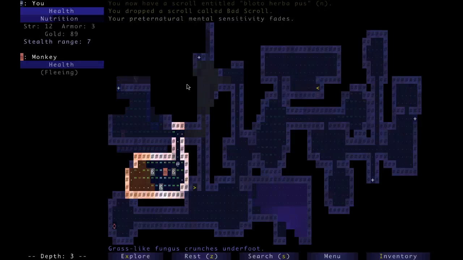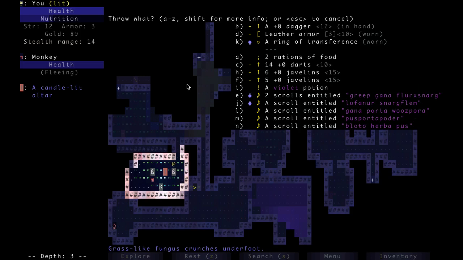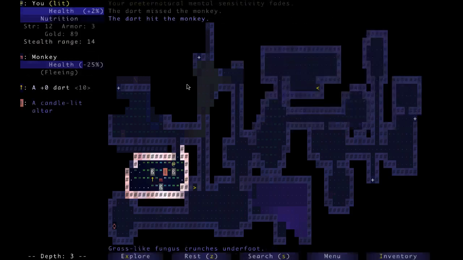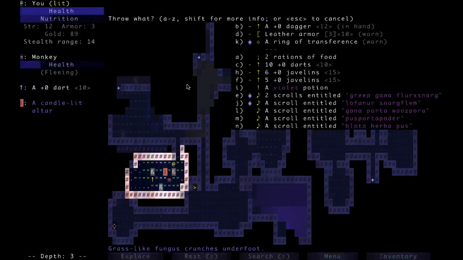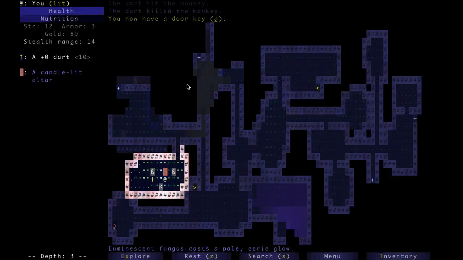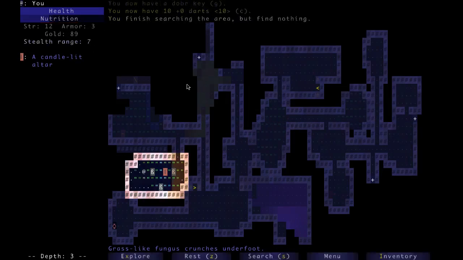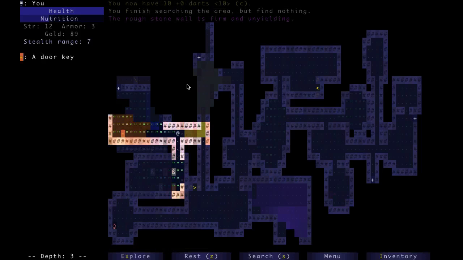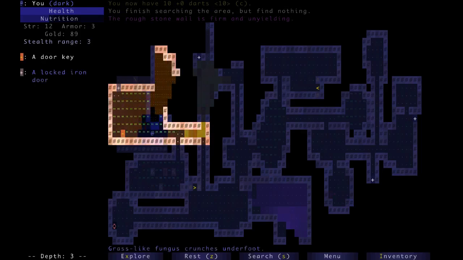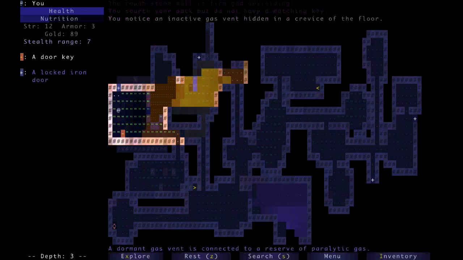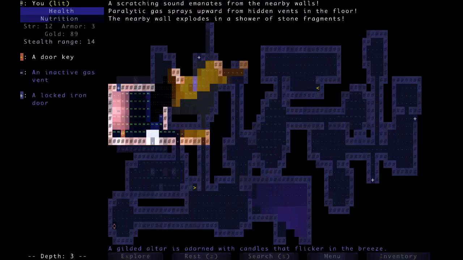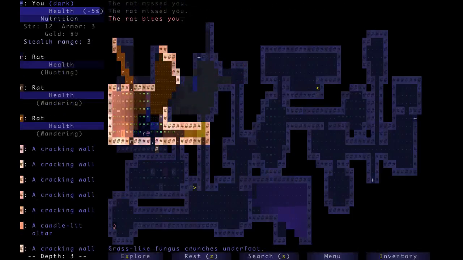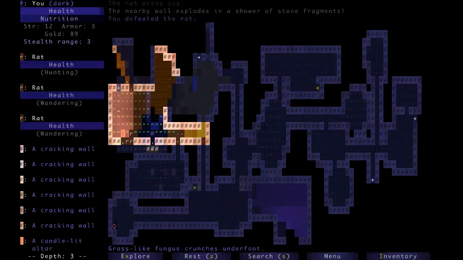And there's a second key, right? The monkey has the key. So let's start throwing some of these darts at the monkey. And I'll get a key. Let's just search the room. Just in case. That guy doesn't do anything. Let's see. Can I outrun the paralysis?